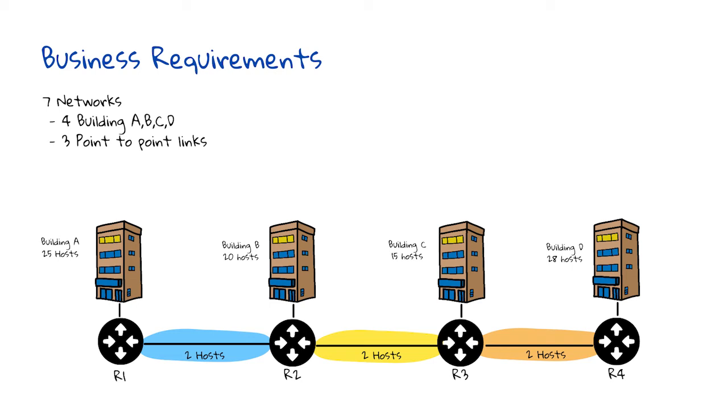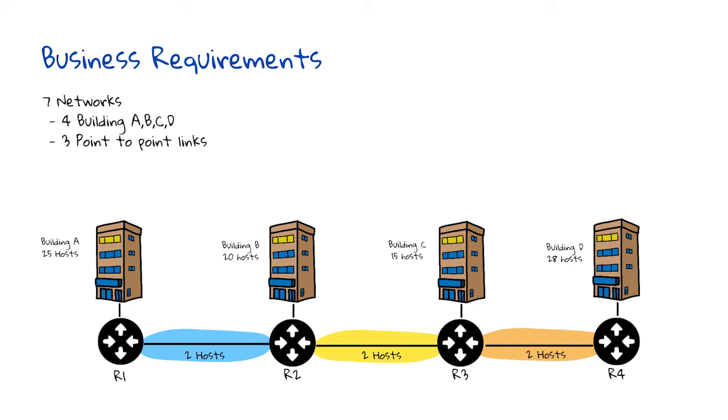If we borrowed 1 bit, 2 to the power 1 is equal to 2. 2 networks are not enough. If we borrowed 2 bits, we're going to get 2 to the power 2, which is equal to 4, and 4 networks are not enough. However, if we borrow 3 bits, 2 to the power 3 is equal to 8, and 8 subnets meet our requirements of 7 networks. Next, we're going to look at how many hosts we can have per subnet and if it meets our design brief.